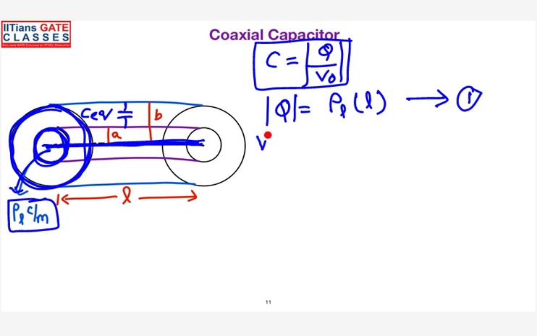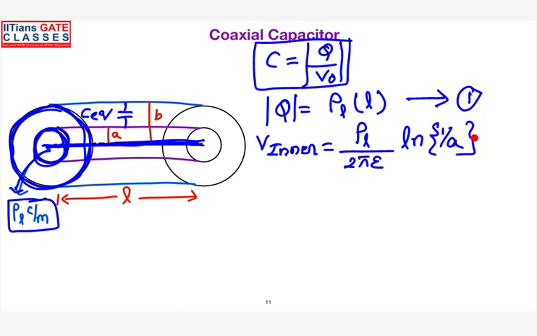And what is the potential on the inner conductor? Can you tell me right now? That is the formula, yeah, you have not remembered. ρL by 2π epsilon into ln of 1 by A, where A is the inner conductor radius. Similarly, what is it at the outer conductor radius? ρL by 2π epsilon ln of 1 by B.